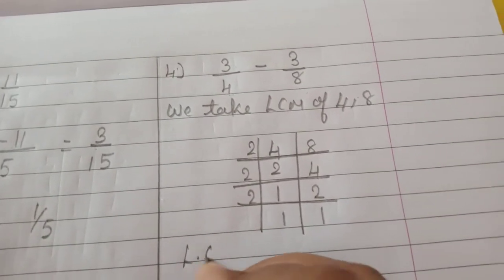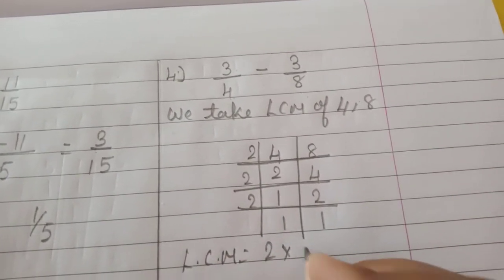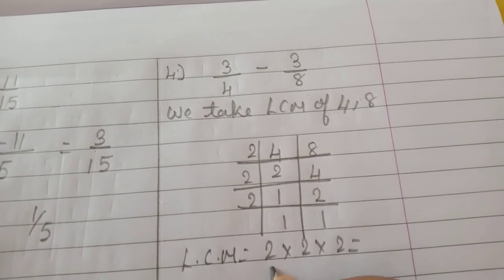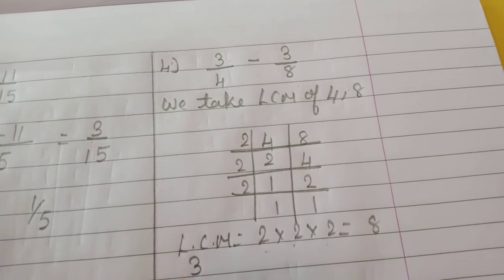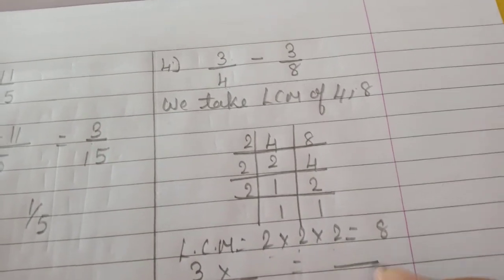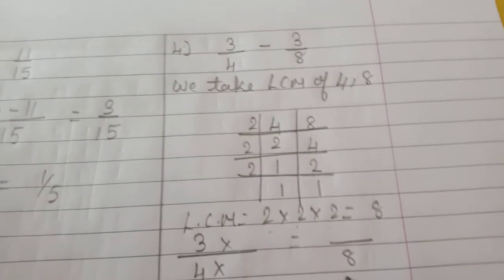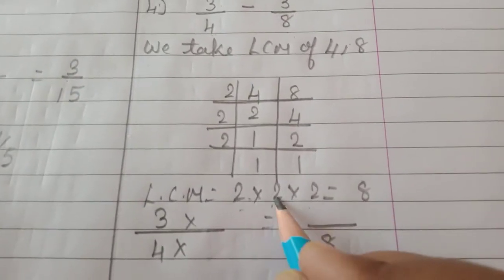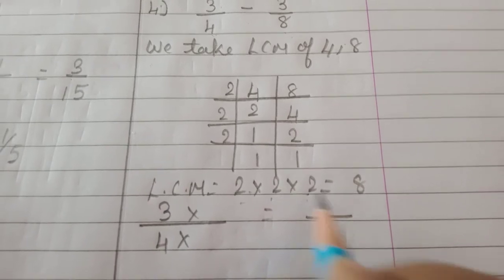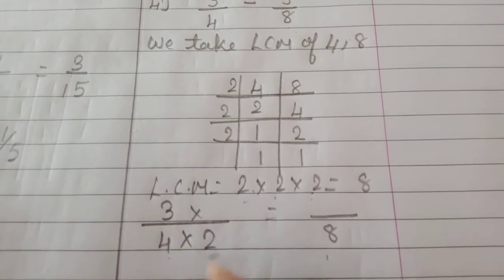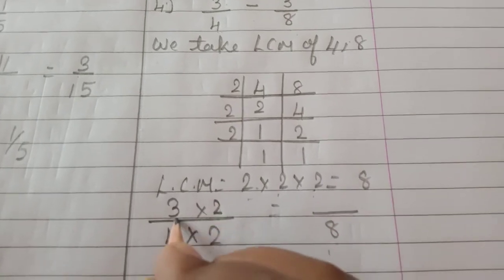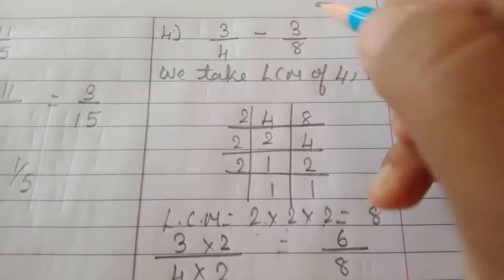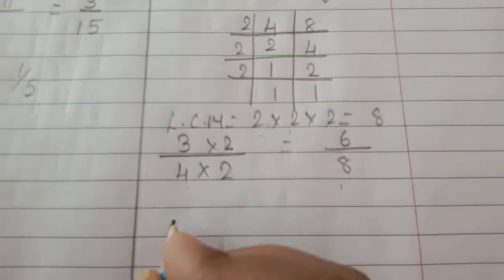So LCM equal to 2 multiply by 2 multiply by 2. So 2 2s are 4. 4 2s are 8. So now we will multiply. First fraction is 3 upon 4 and we want here denominator should be 8. So see here 2 2s are 4. So which one is left? 2 is left. So we will multiply 2. So 4 2s are 8. In numerator also same, we will multiply by 2. So 3 2s are 6. So second fraction is 3 upon 8.